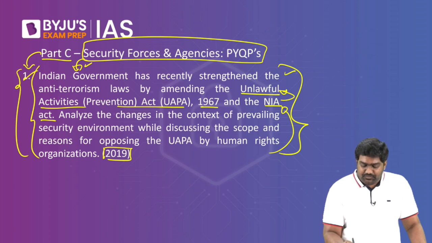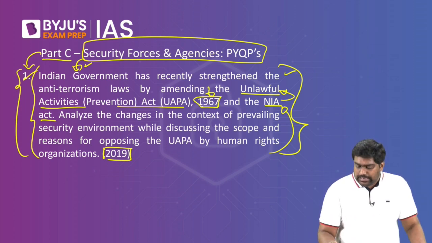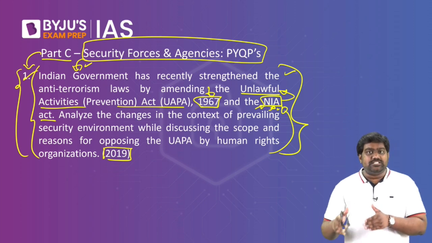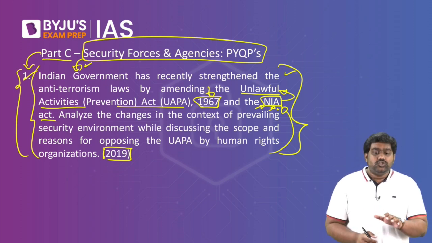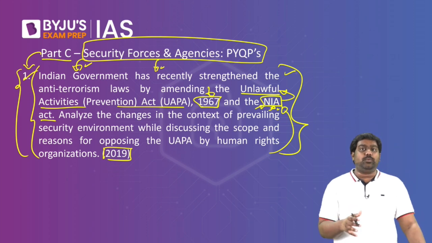amended in the same year, which is our primary legal weapon against terrorism. And the question also dealt with the amendment carried out to the NIA Act. So you were expected to analyze the consequences of these amendments. So if you're thorough with current affairs, there's no reason why you won't be able to answer this question.